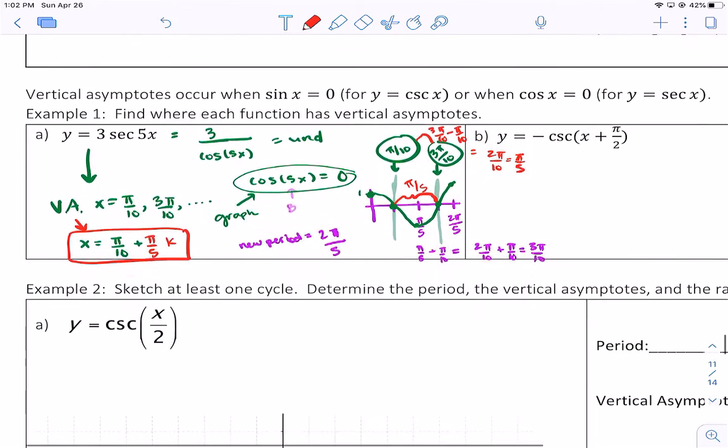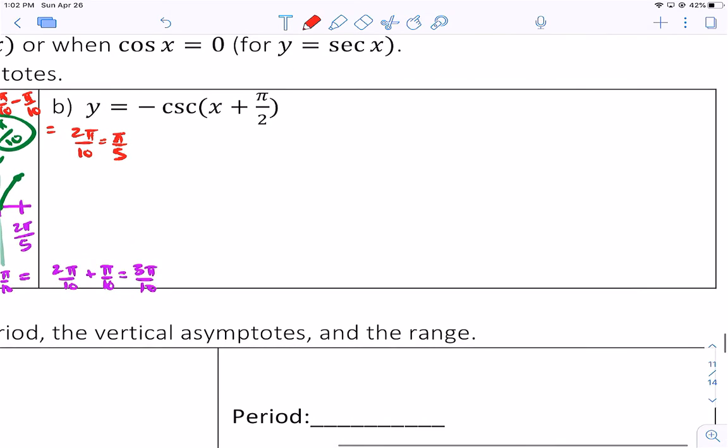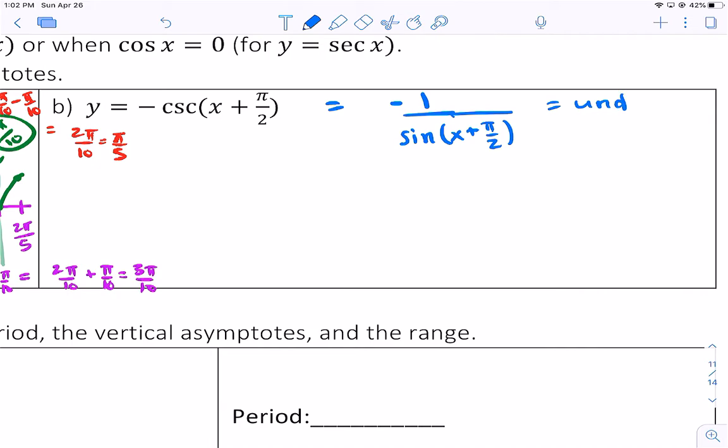Okay, let's try the second example. The second example gives us cosecant. When I do this, the first thing I'm going to do is rewrite it. Cosecant is 1 over sine, so I leave the -1 on top, and then I'd have sine of x plus pi halves. This will be undefined when the denominator equals 0, so when sine of x plus pi halves equals 0. So I'm going to graph this.